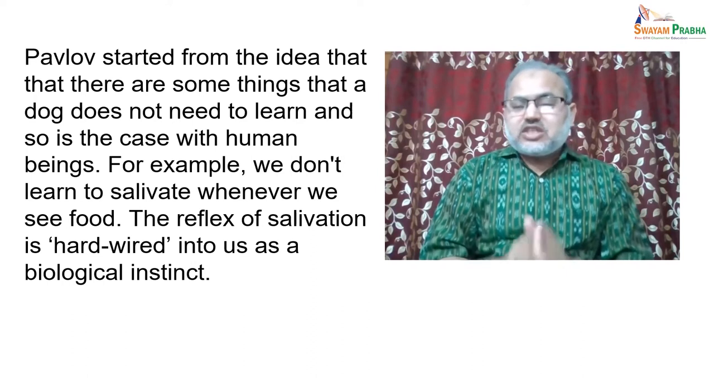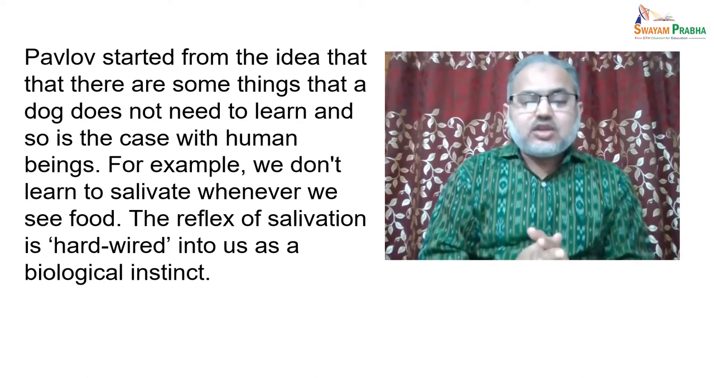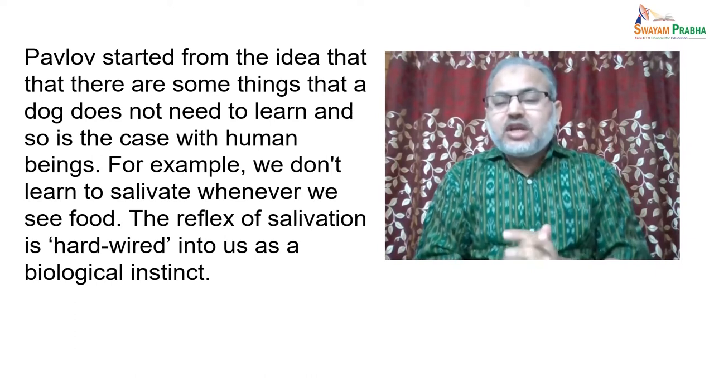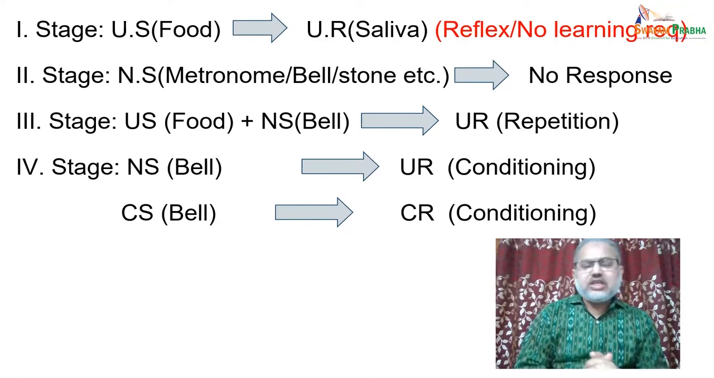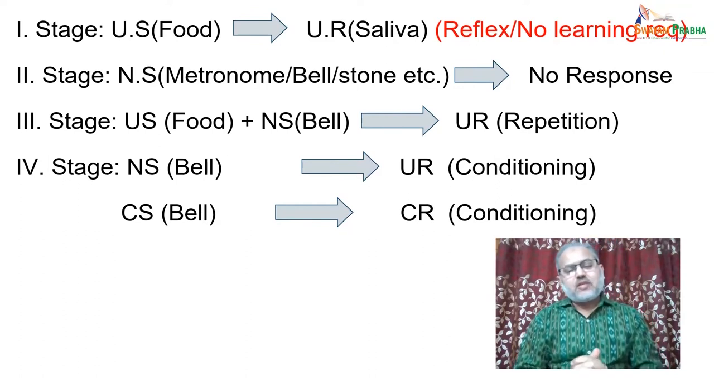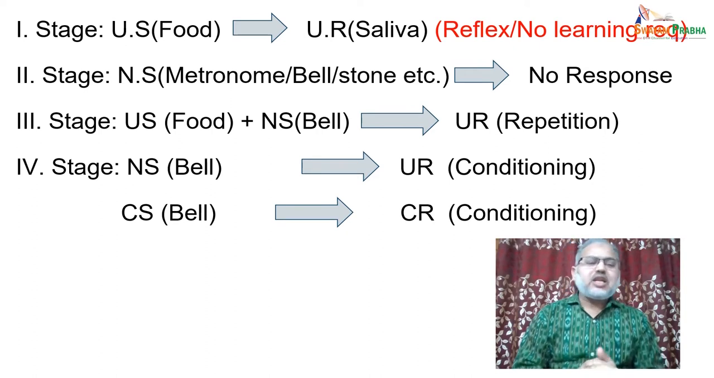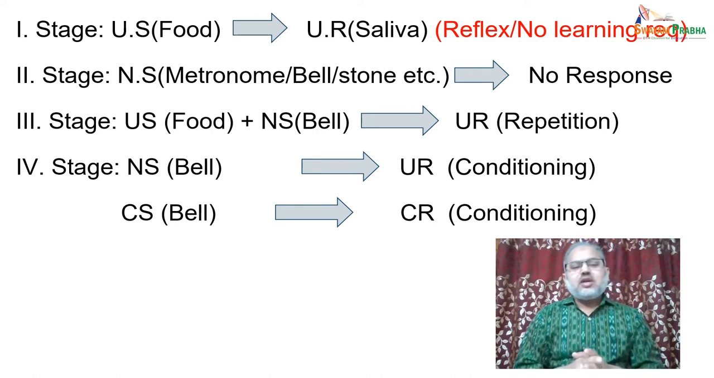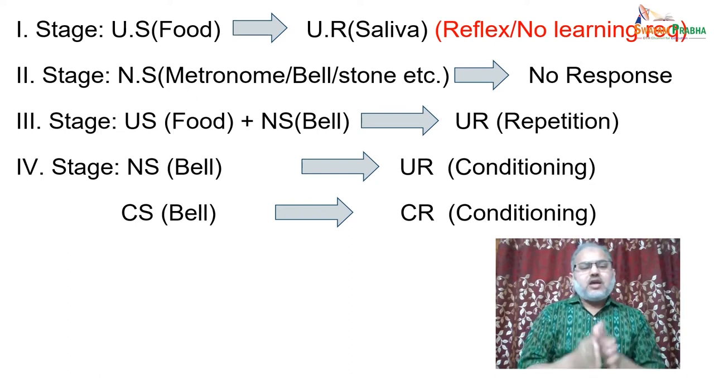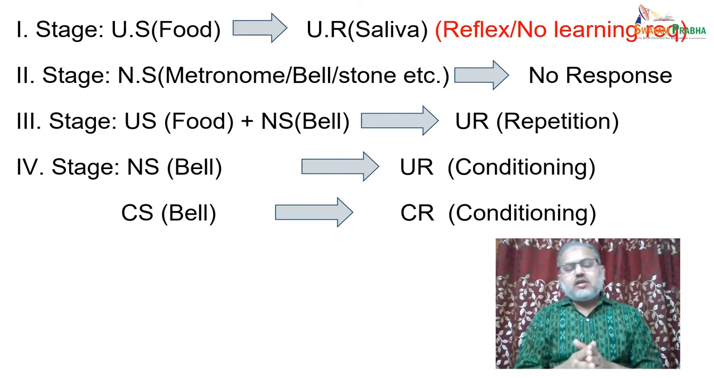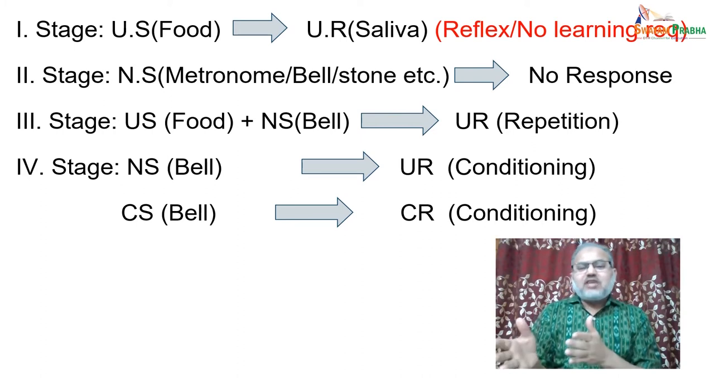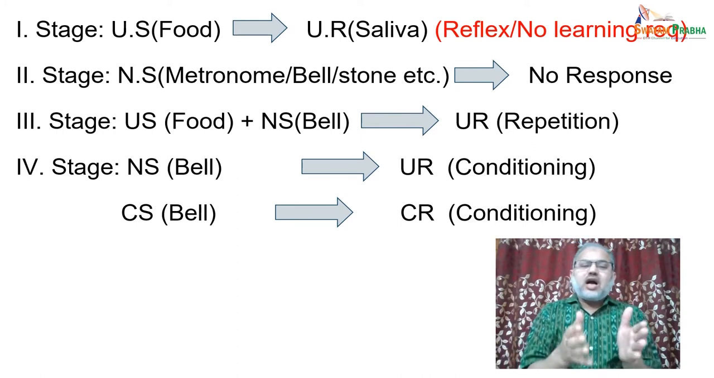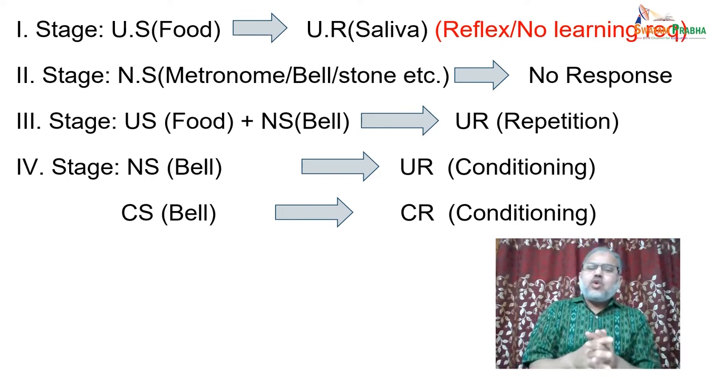In other words, the stimulus response connection that required no learning; instead, it is inbuilt or inborn instinct. So let us see here the different stages of Pavlov's experiment. As you can see on the slide, in stage one, Pavlov has shown that food is the unconditioned stimulus for the dog, and when the food is presented to the dog, the dog salivates. So saliva is secreted. This saliva is basically the unconditioned response for the unconditioned stimulus, that is food. So this is a kind of reflex, and for this no learning is required.